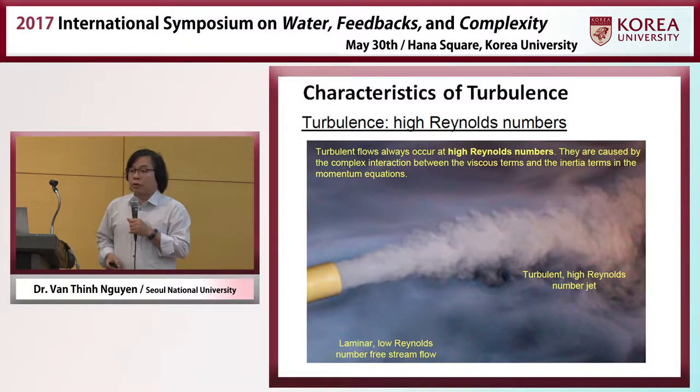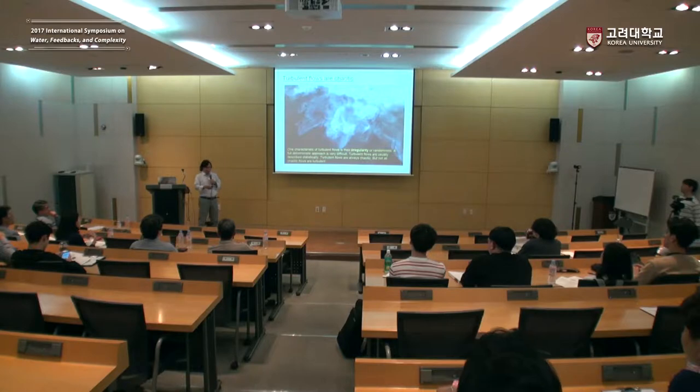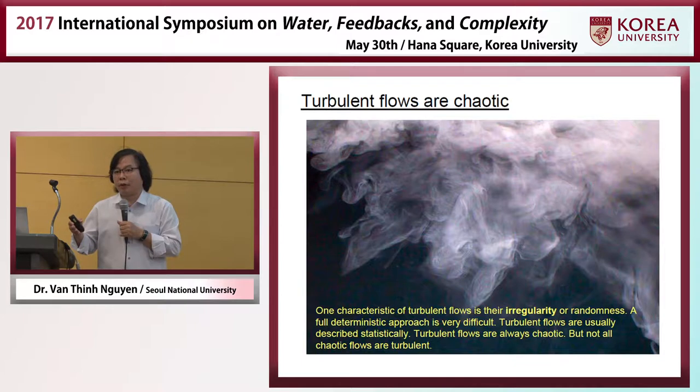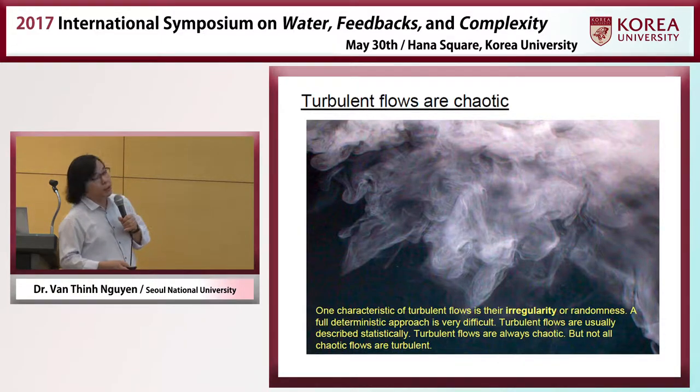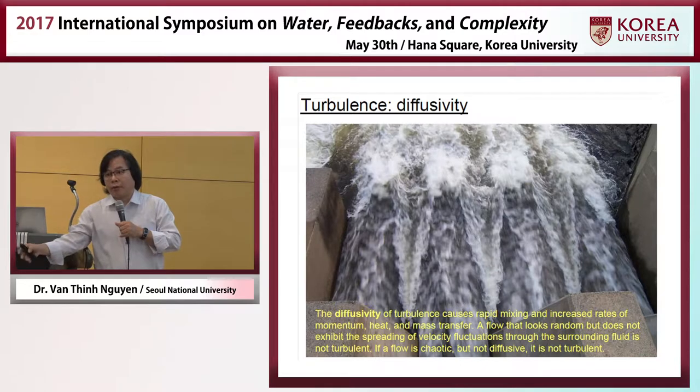The first characteristic: turbulent flow has a very high Reynolds number, which is the ratio between the inertial force and the viscous force. The next one is that turbulence is chaotic, with random motion. The next one is diffusivity, the transfer of momentum, heat and mass. If the Reynolds number is high but the flow is not diffusive, it is not turbulent. Another one is dissipation: the energy dissipates from large scales to small scales.